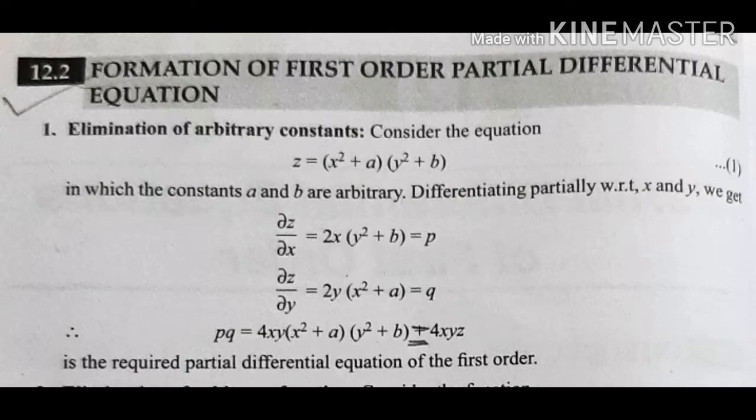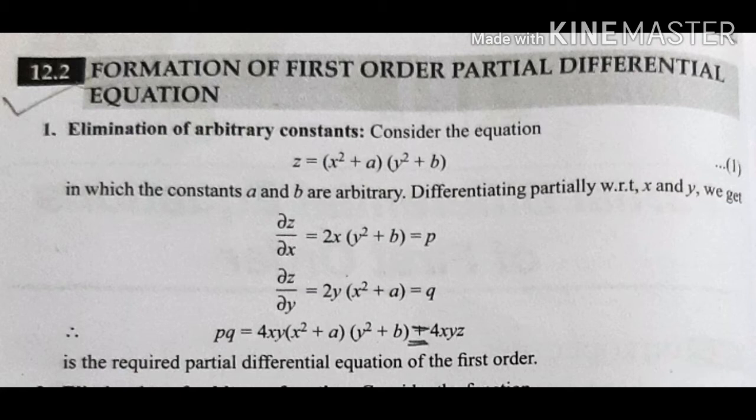Now, formation of first order partial differential equation. First, we form it by elimination of arbitrary constants. Here the equation is z is equal to x square plus a into y square plus b. We write this as equation number 1, in which the constants a and b are arbitrary. So, to form the first order partial differential equation, we have to eliminate these arbitrary constants a and b.